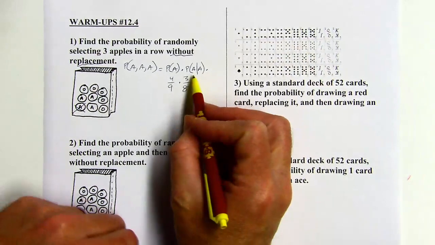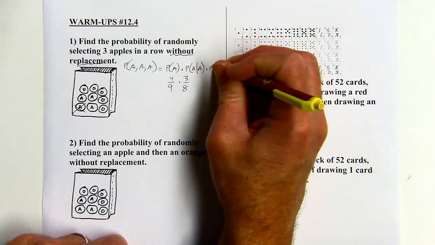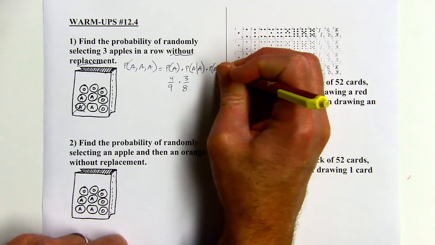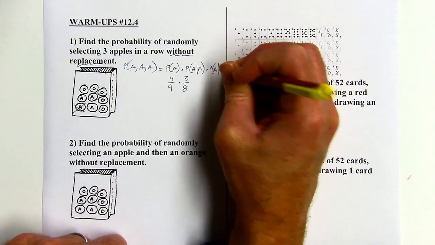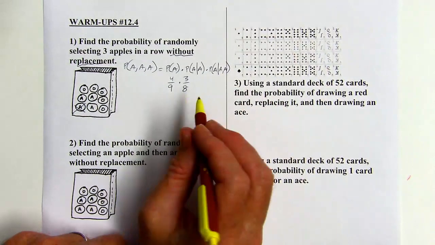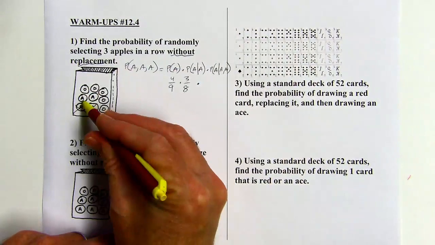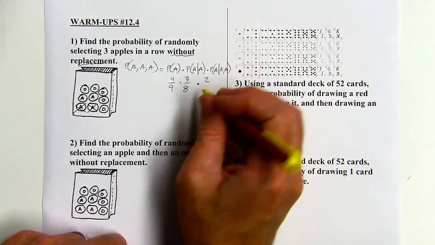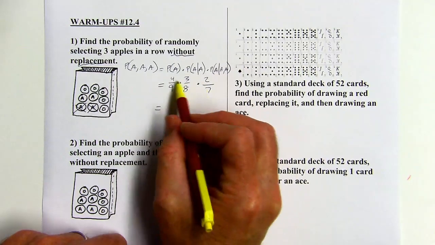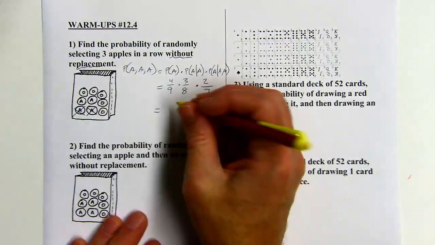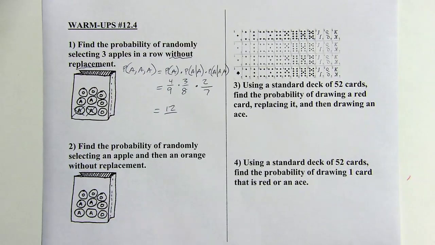Okay, so this symbol means pulling an apple, assuming that an apple has already been removed. Okay, and then on the third draw, I'm going to find the probability of pulling an apple, assuming that 2 apples have already been drawn out. I kind of ran out of space there, but so now 2 apples have been removed. There's only 2 apples left in the bag, and there would only be 7 pieces of total fruit left. Okay, and then I multiply straight across. So on top I've got 12. Let's see, 9 times 8 times 7 is 504.